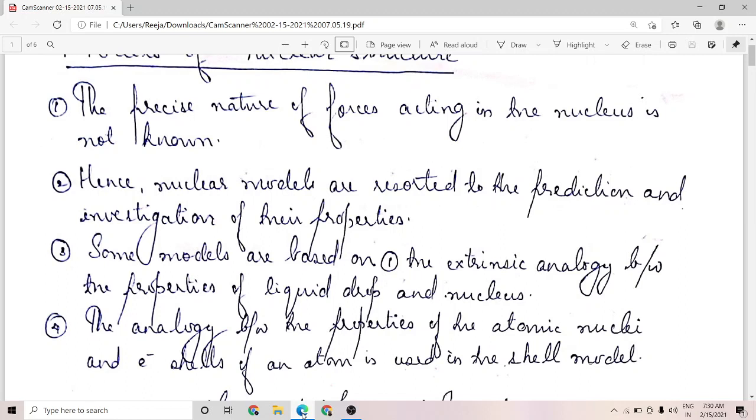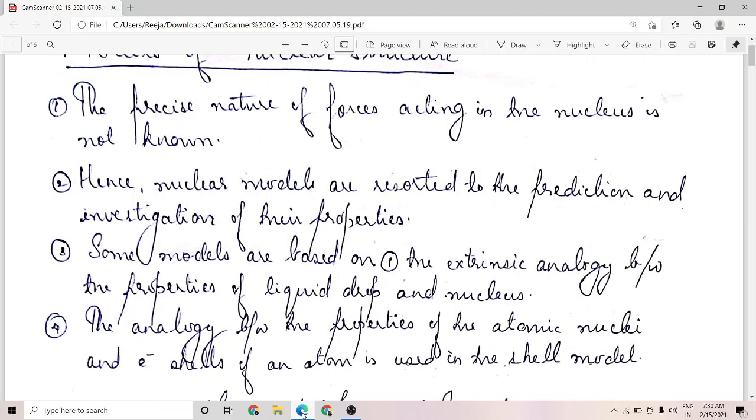So one such model is the liquid drop model, where we say that the nucleus and the liquid drop are similar in many ways extrinsically.